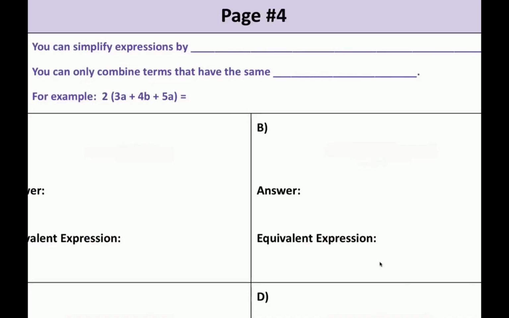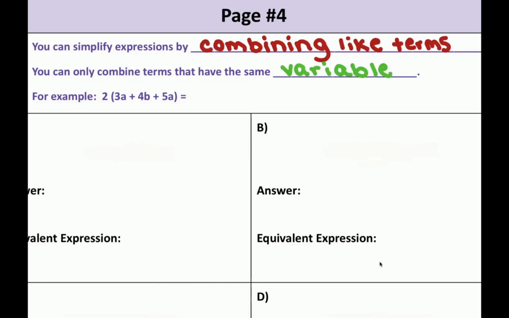Our notes say you can simplify expressions by combining like terms. Make sure you're writing with me. And you can only combine terms that have the same variable. So if there's more than one A, you can combine all of your A's, you can combine all of your B's, and so on. So let's look at this example right here.